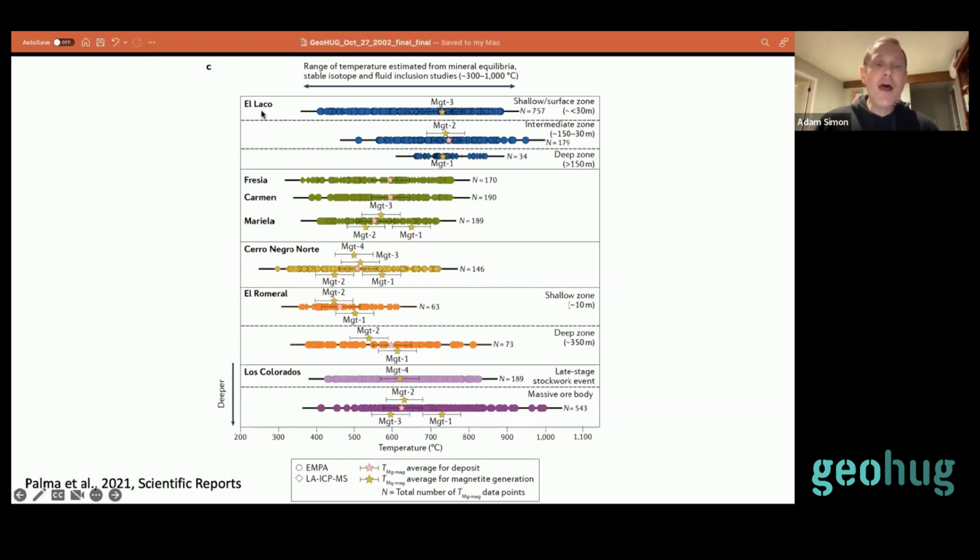So El Laco is an IOA deposit that outcrops at surface. The y-axis here is increasing depth. And what you can see is that there's variability as a function of depth for the average magnetite temperature. And then there is a range of magnetite temperatures that extend from about 300 degrees to as high as 1,000 degrees. Now, remember earlier I showed you that there are multiple types, textures, and compositions of magnetite in each of these systems as a function of depth.